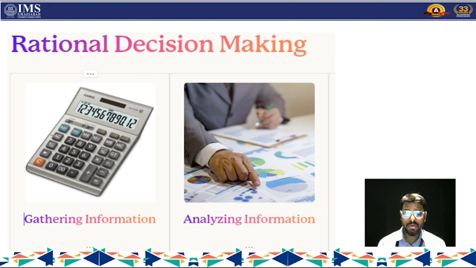Additionally, rational consumers will evaluate all important factors and assess the other demand factors before making a choice. So in rational decision making, you will gather information. Second, you analyze the information in terms of price, quality, and brand, and it makes sense.